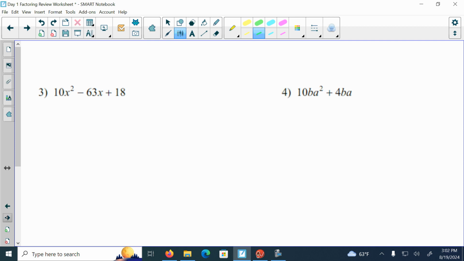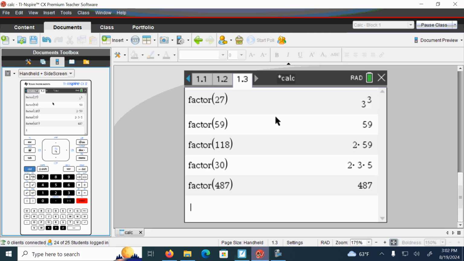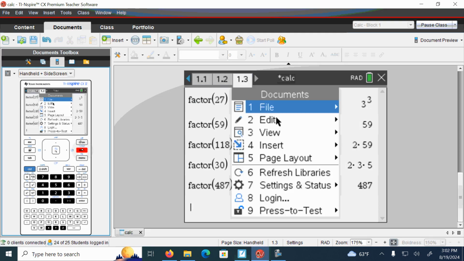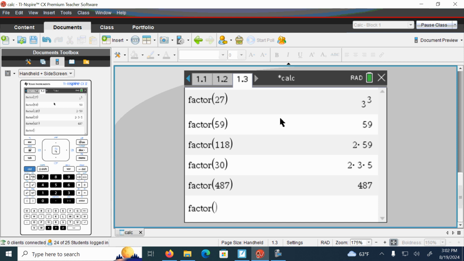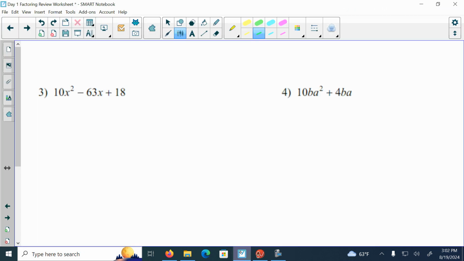Okay, the next one, I have a trinomial, which means I'm going to product sum it if I can. First, I'm going to look for a greatest common factor between 10, 63, and 18. And there are no greatest common factors. If you're not sure, you can do menu, algebra, factor, and then I can only check 2 at a time.